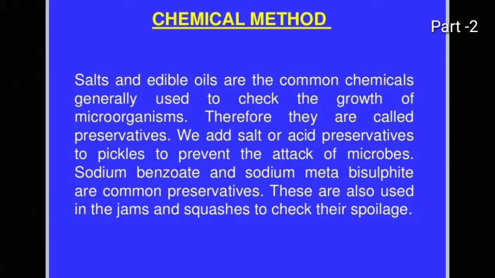Now next are the chemical methods which can be used to check the growth of these microorganisms which are acting on plants, and they are reducing the growth of those plants. So salts and edible oils are the common chemicals which are generally used to check the growth of these organisms. Therefore, they are called preservatives. So the term preservatives is given to such chemicals. We add salt or acid preservatives to pickles also in our homes to prevent the attack of microbes.